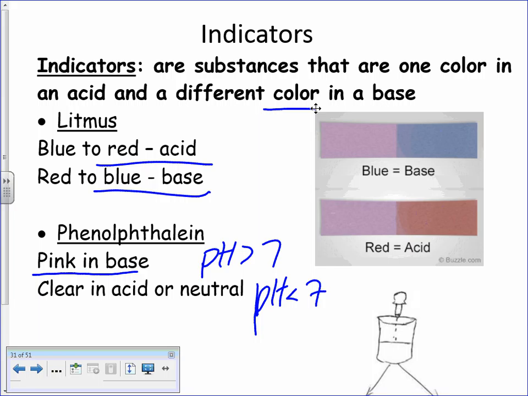So if you have blue litmus paper and it stays blue, is it an acid or a base? A base. If you have red litmus paper and it stays red, acid. If you have red litmus paper and it turns blue, base. Okay, you got it.